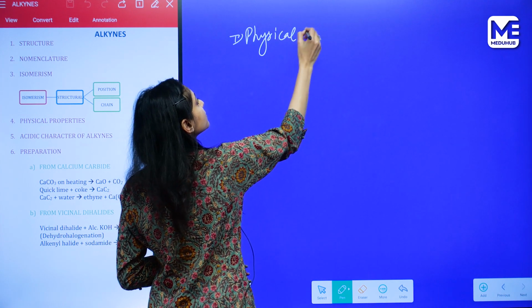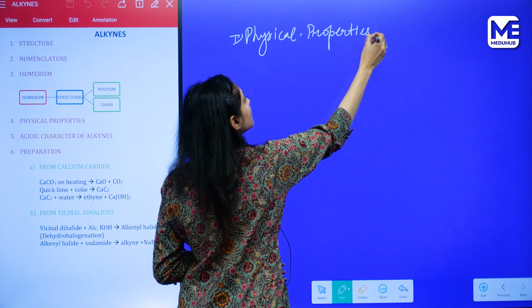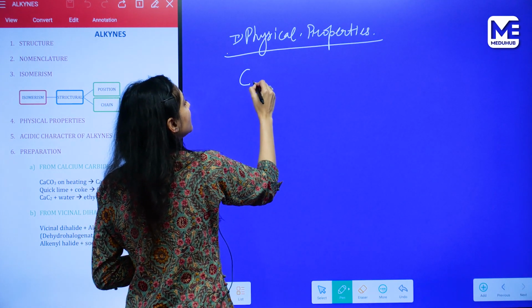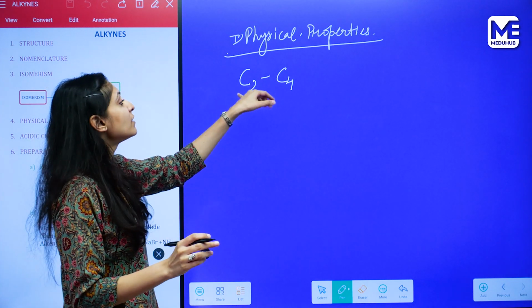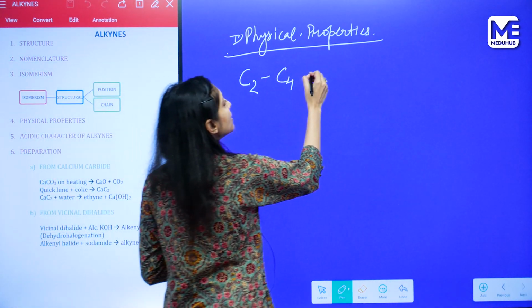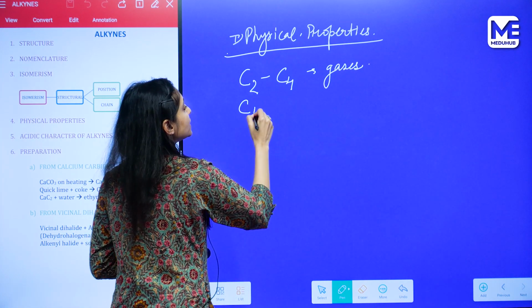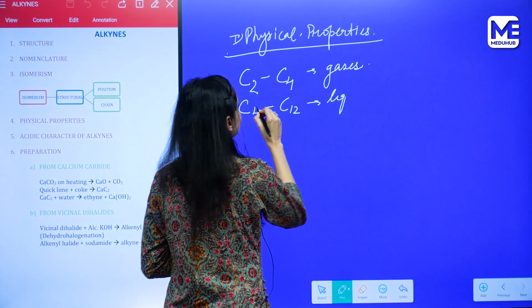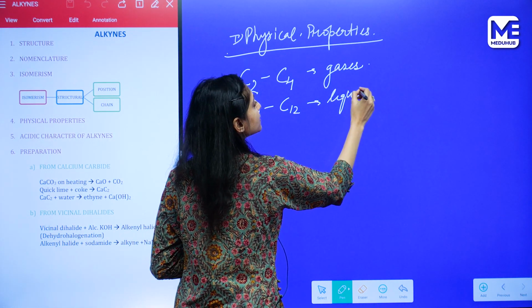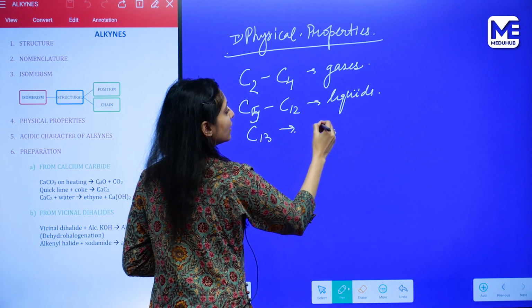Physical properties. If we look at the first three members containing 2 carbons, 3 carbons and 4 carbons, they are gases. From C4 to C12 are liquids. C5 to C12 are liquids. And C13 onwards all are solids.